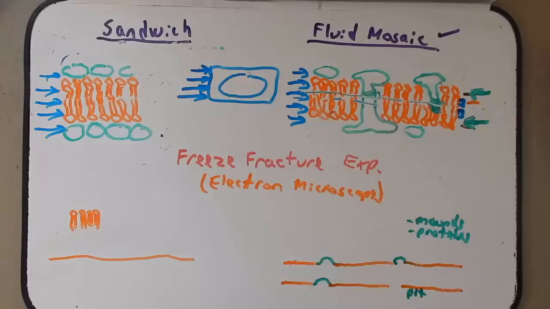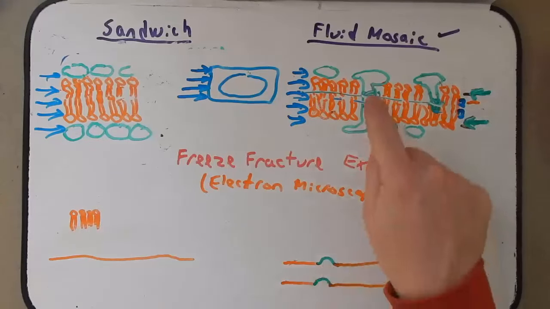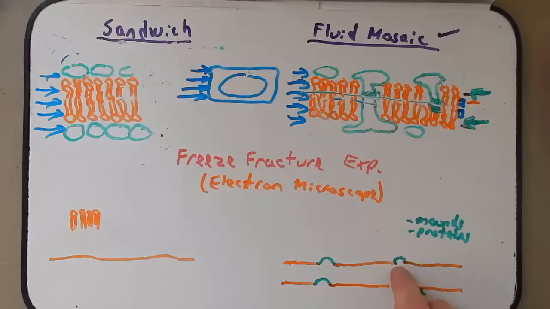So the take-home point from this is that there were two models, the sandwich and the fluid mosaic model. When they froze the cells and sliced the cells and looked at them under a microscope, what they found was evidence that the distribution of proteins was not even, as you would predict with the sandwich model, but rather there was evidence that proteins were going through the membrane, or partially going through the membrane, as shown by these mounds and pits in the electron microscope images.